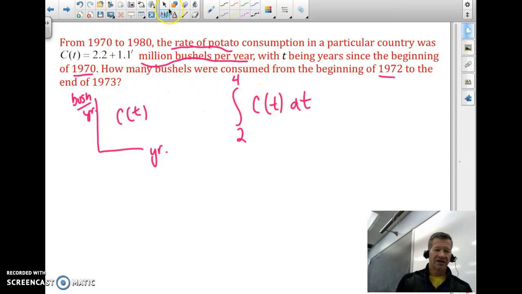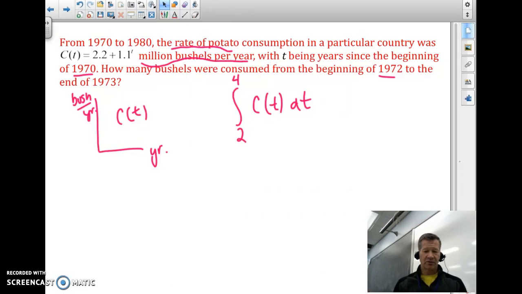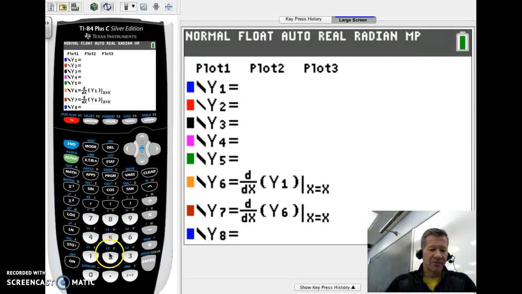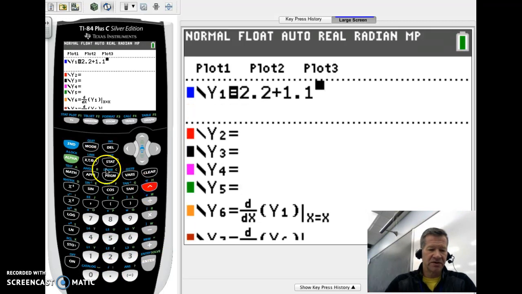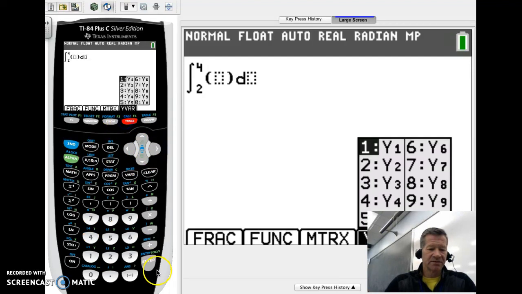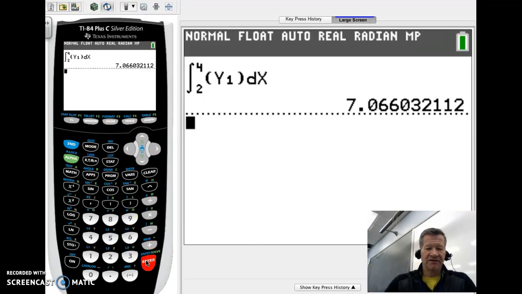So let's go to the calculator and put in, let me look at that function one more time first, 2.2 plus 1.1 to the t. And I'm going to do what I was showing you before. I'm going to go to y equals. I'm going to put this in 2.2 plus 1.1 to the x power. Now quit this, so I want to go math 9. I want to integrate from 2 to 4. C of t was put in y1. So I'm going to put y1 and simply with respect to x. And that should give us our answer.